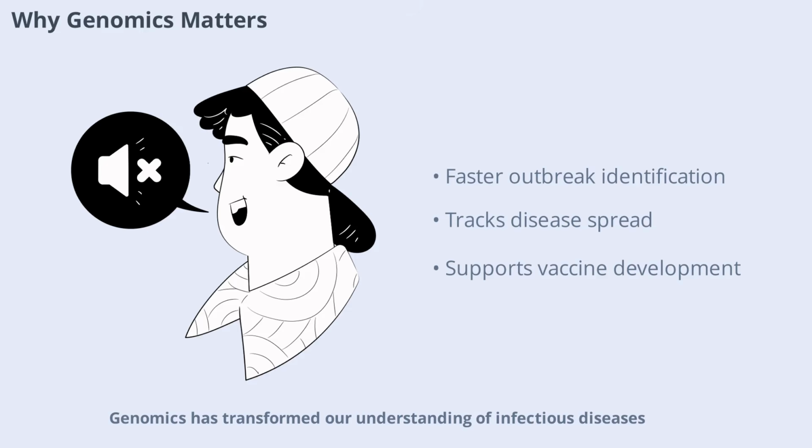Genomics has transformed our understanding of infectious diseases. By analyzing the genetic code of pathogens, scientists can quickly identify the cause of an outbreak, track its spread, and even predict how it might change over time. This information is crucial for developing effective treatments and vaccines. Without genomics, our responses to new and emerging diseases would be much slower and less precise.